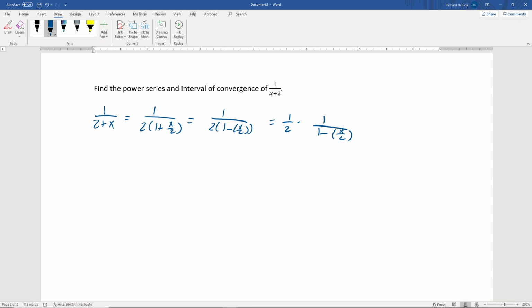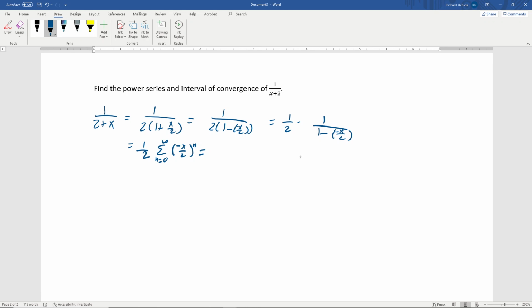Now using that third property, that would be the same thing as 1/2 times the sum from 0 to infinity. Well, we're plugging in, and that should have been a negative x over 2, because when we factored out that negative sign, it would be minus a negative. So that would equal, what we're substituting in for the x in this case is the negative x over 2, raised to the n.